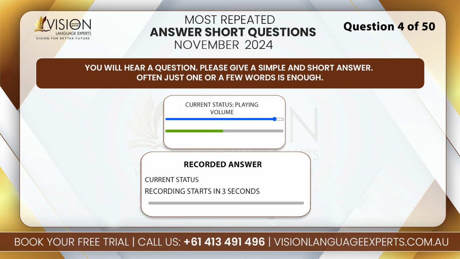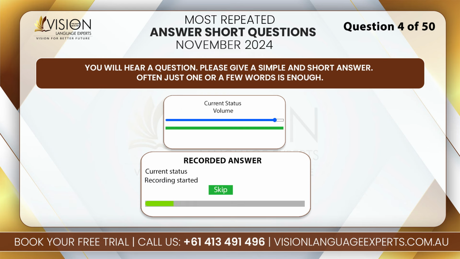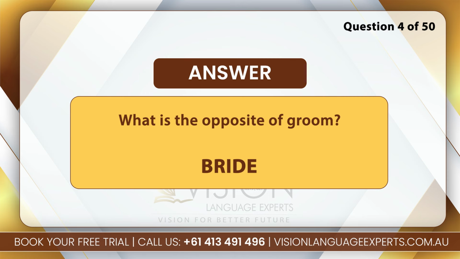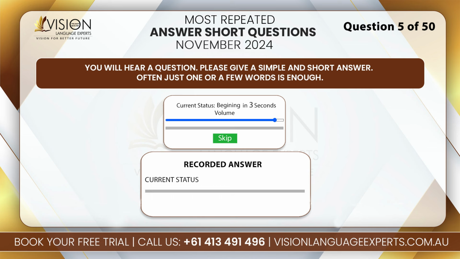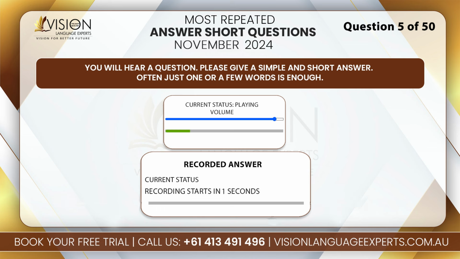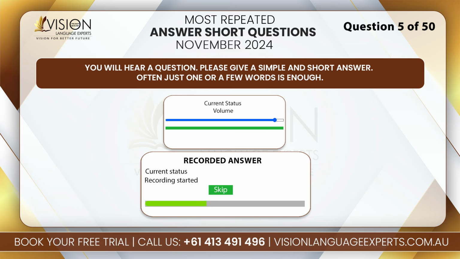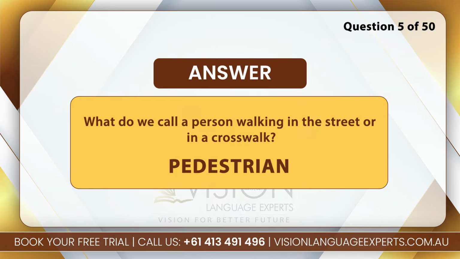What is the opposite of groom? Bride. What do we call a person walking in the street or in a crosswalk? Pedestrian.